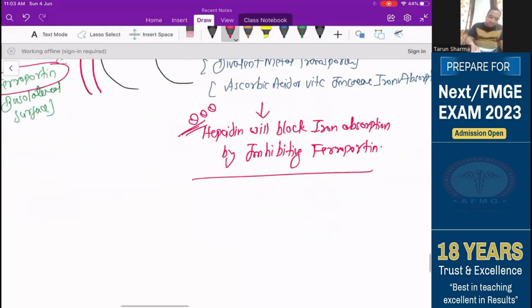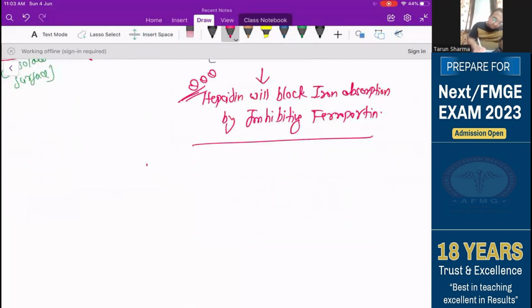Okay, now this iron reaches the blood with the help of ferroportin, and in the blood it binds with the transferrin molecule, and with the help of transferrin it gets transported to the bone marrow. In the bone marrow, what will happen?